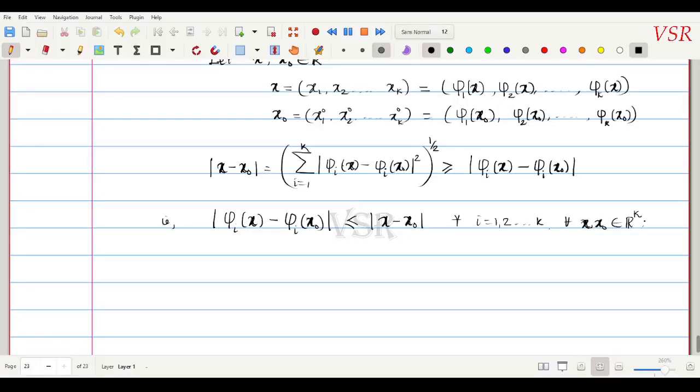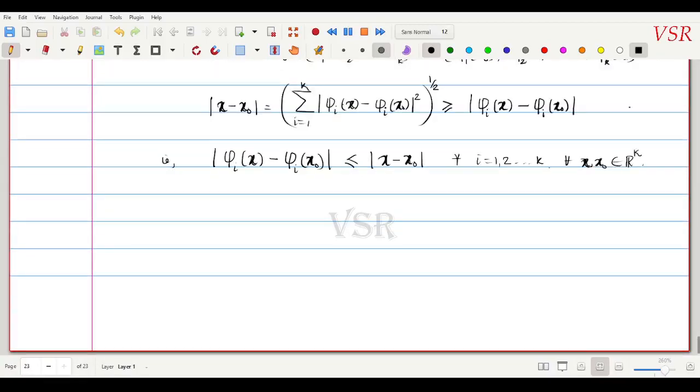Okay, now I am going to say this is continuous. We have phi i, a function from R power k to R. Now our claim is that this function phi i is continuous. Claim: this phi i is continuous.